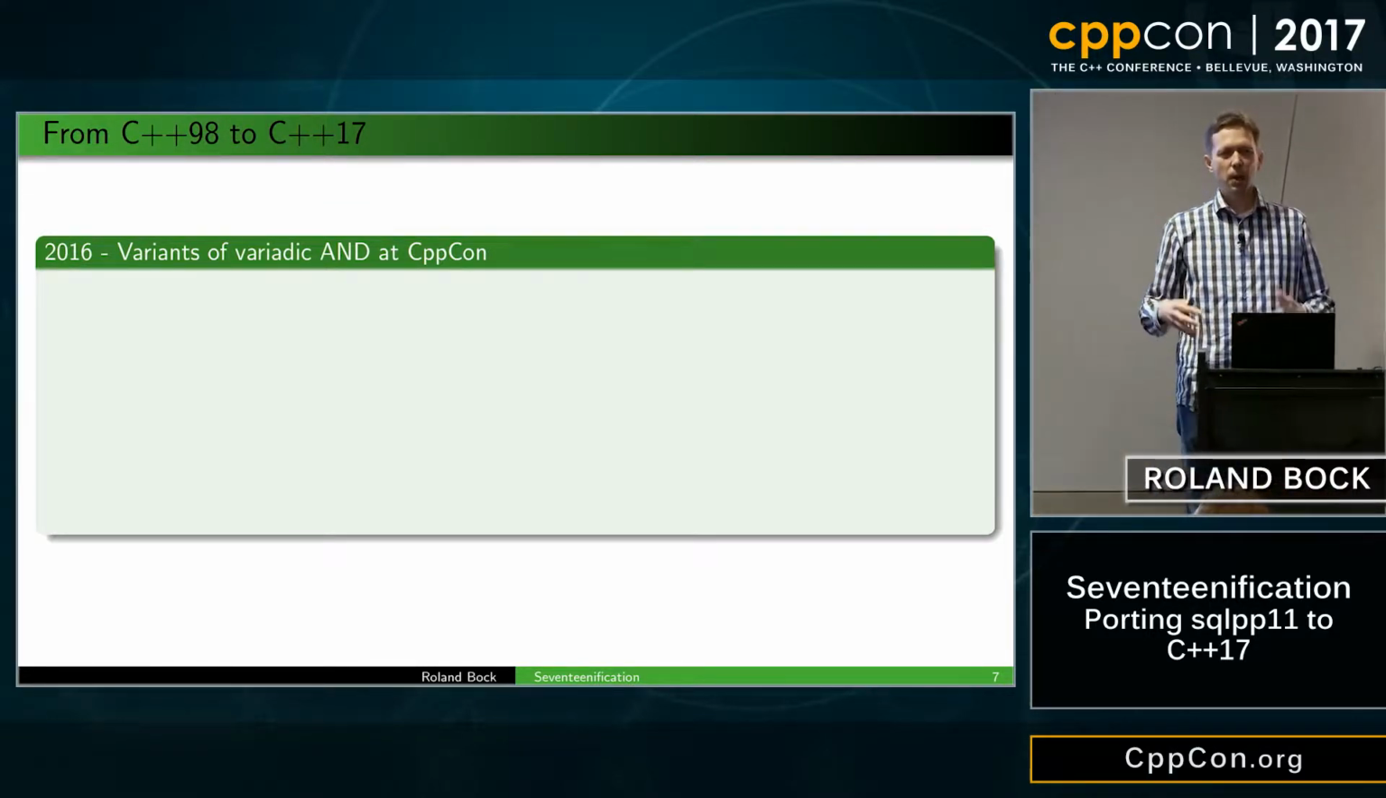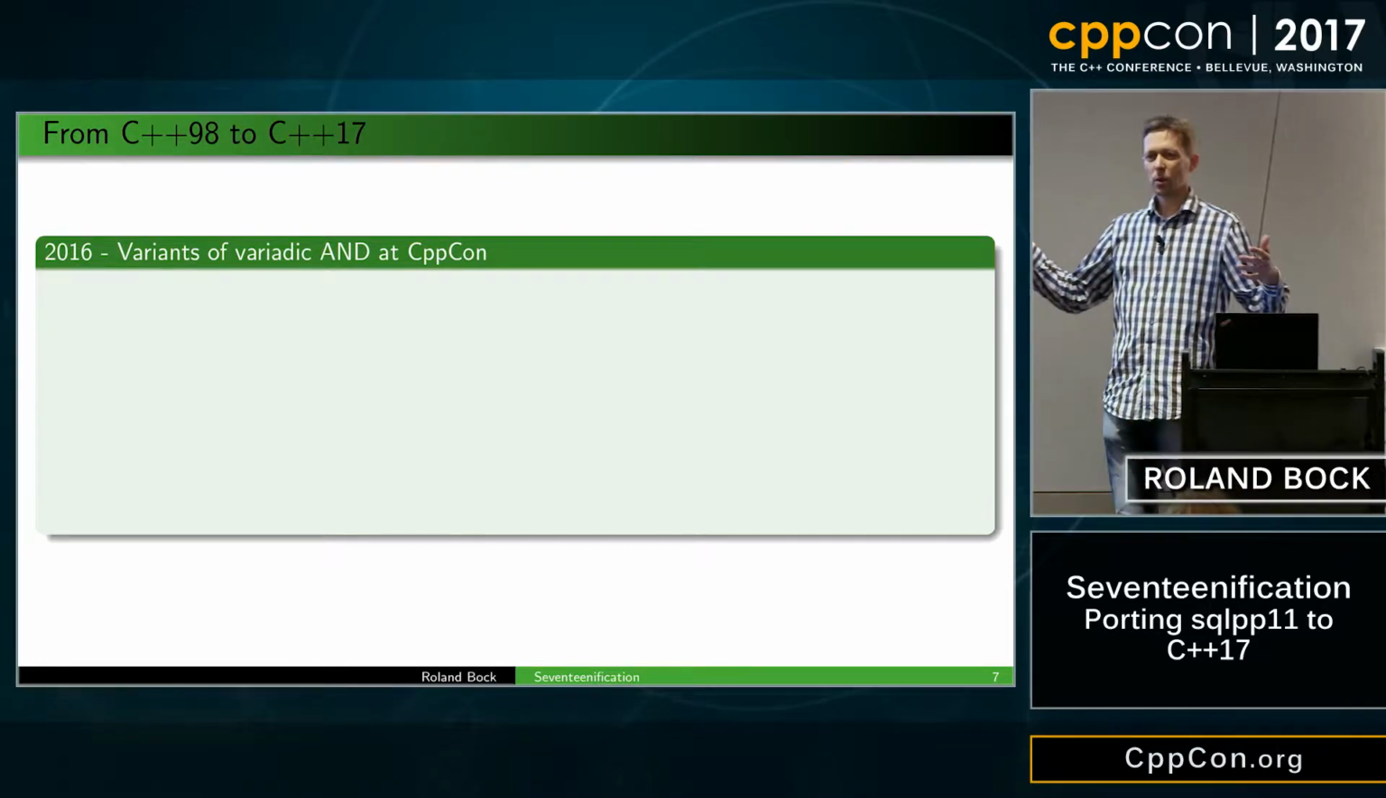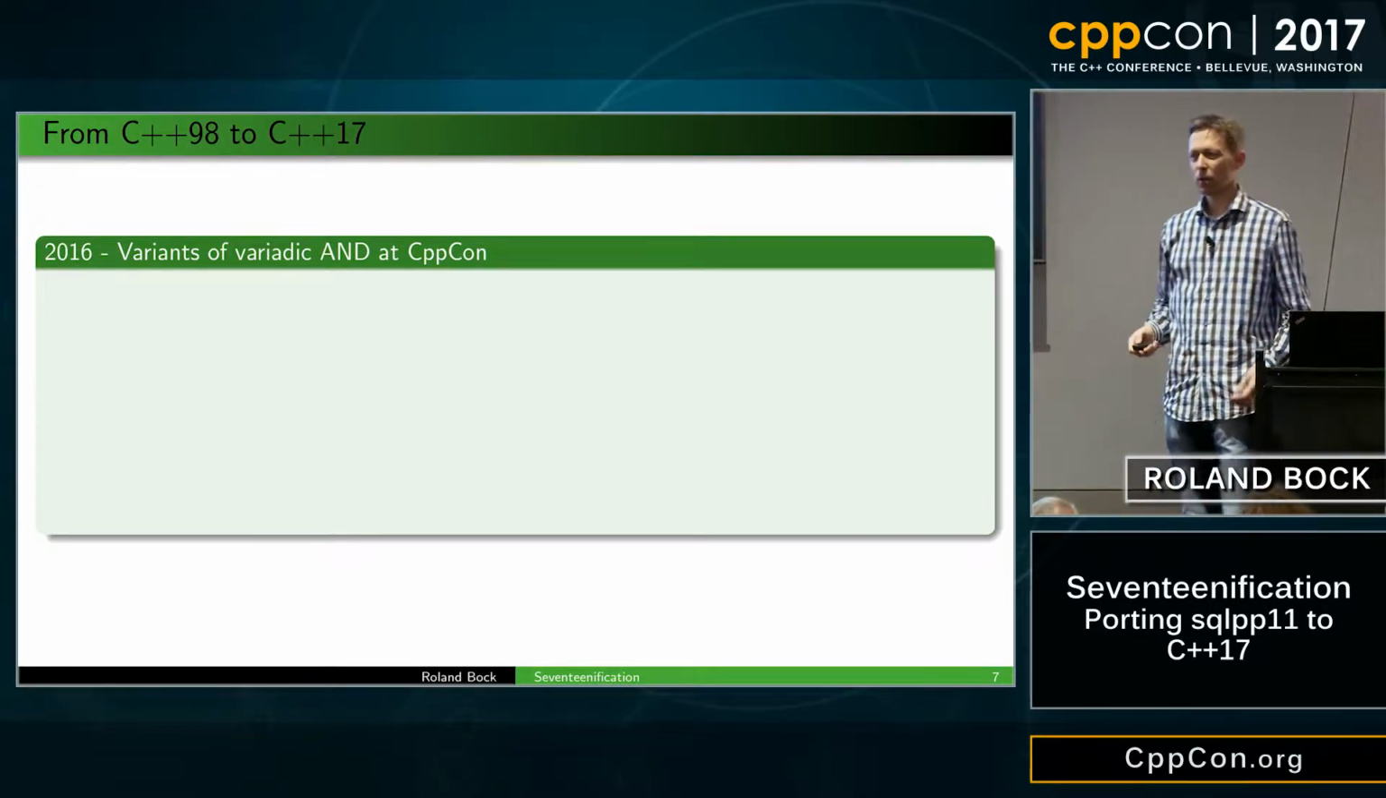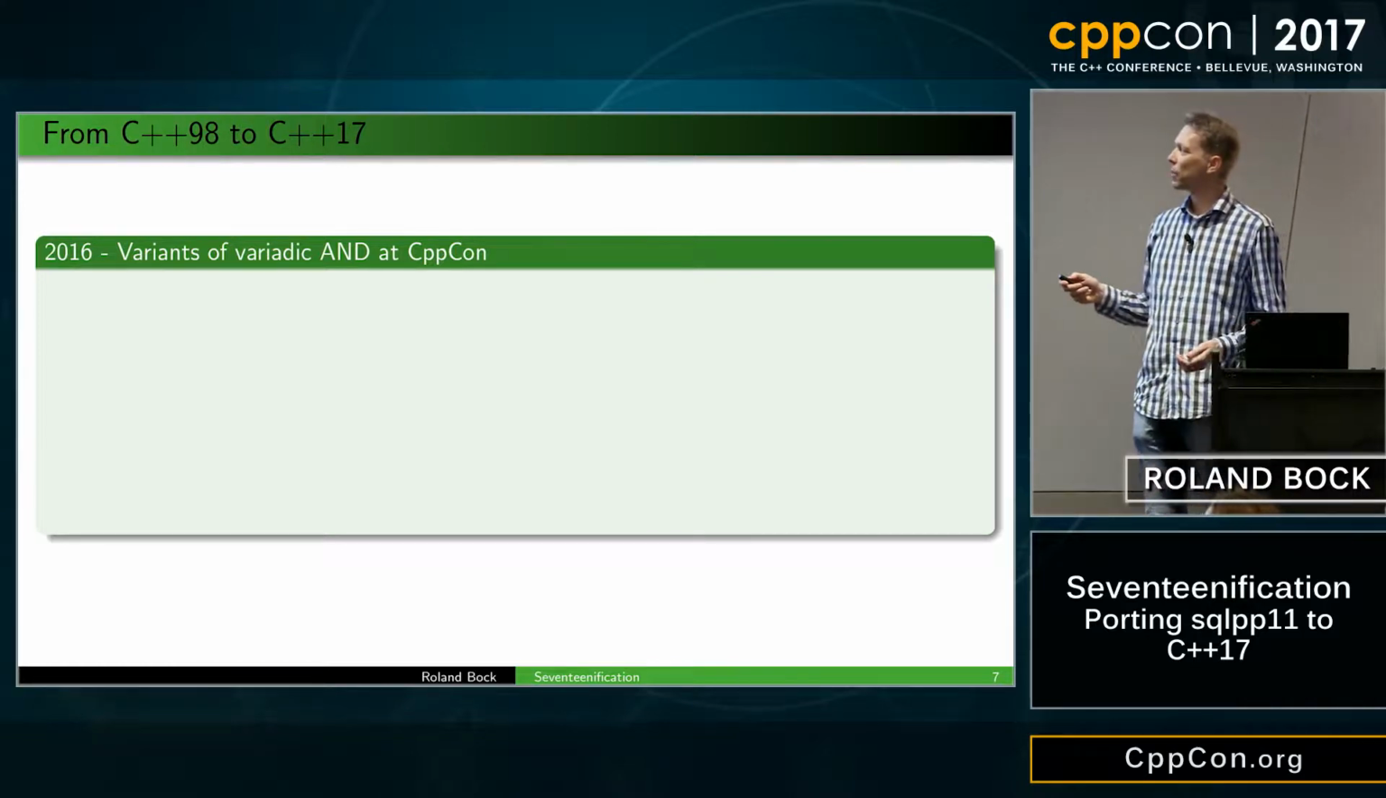So the task is, if you have a bunch of bools at compile time and you want to figure out if all of them are true, how do you do that? And there are two answers to that.